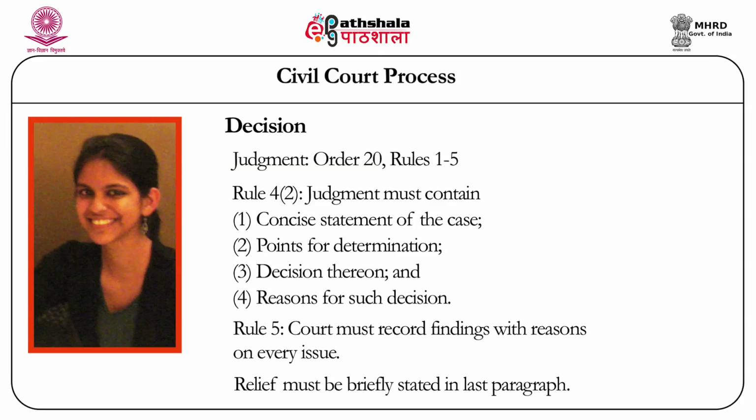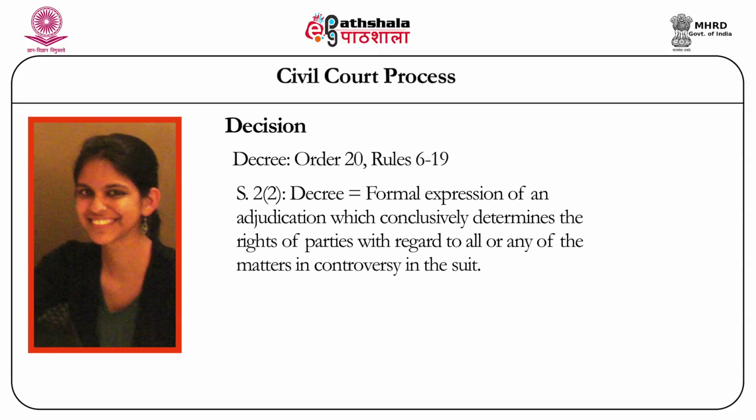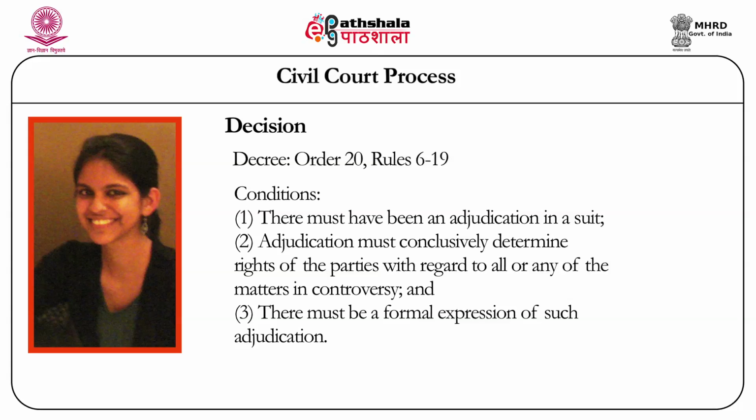The adjudications of a civil court may be divided into decrees and orders. Section 2, subclause 2 defines decree as the formal expression of an adjudication which conclusively determines the rights of parties with regard to all or any of the matters in controversy in the suit, as far as the court expressing it is concerned. The conditions to be fulfilled are that: 1. There must have been an adjudication in a suit, 2. The adjudication must conclusively determine the rights of the parties with regard to all or any of the matters in controversy, and 3. There must be a formal expression of such adjudication.